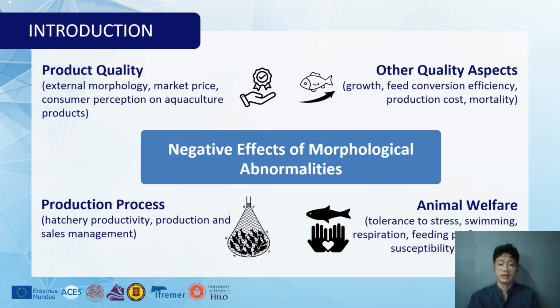These morphological abnormalities have negative effects on fish. First is on product quality, as it affects the external morphology of the fish as well as the consumer perception of aquaculture products. Second is on other quality aspects such as growth, feed conversion efficiency, as well as mortality. Third is on the production process, as it affects hatchery productivity, production, and sales management. And last but not least is on animal welfare, as these morphological abnormalities reduce the tolerance of the fish to stress, making it susceptible to diseases.